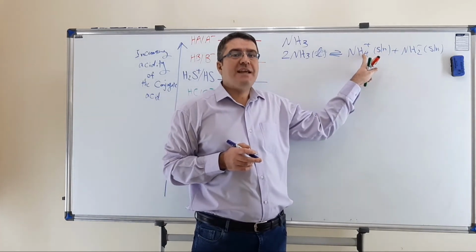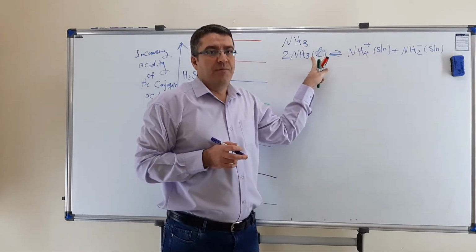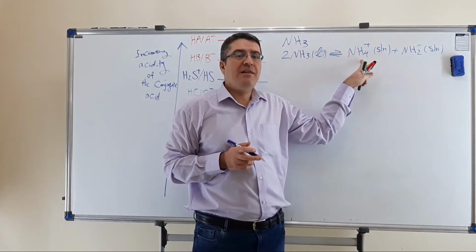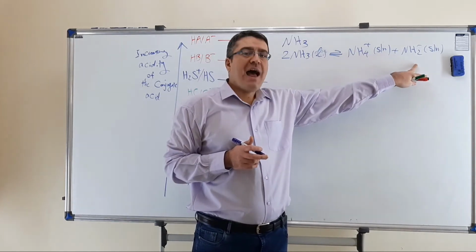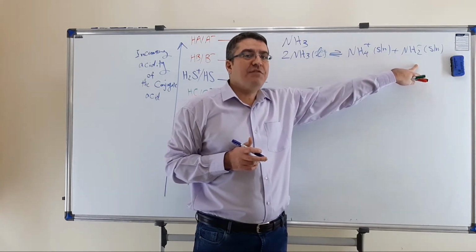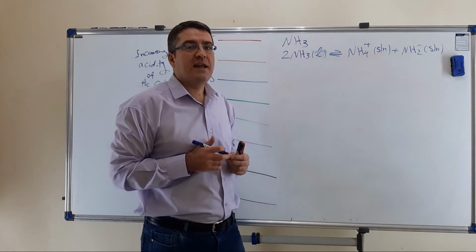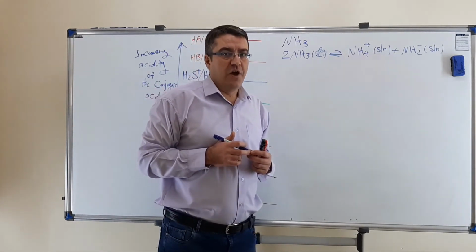The ammonium cation is the strongest acid that we can have in ammonia. All acids stronger than the ammonium cation will be leveled with the ammonium cation. The amide anion is the strongest base that we can have in ammonia. All bases stronger than the amide anion will be leveled with the amide anion.